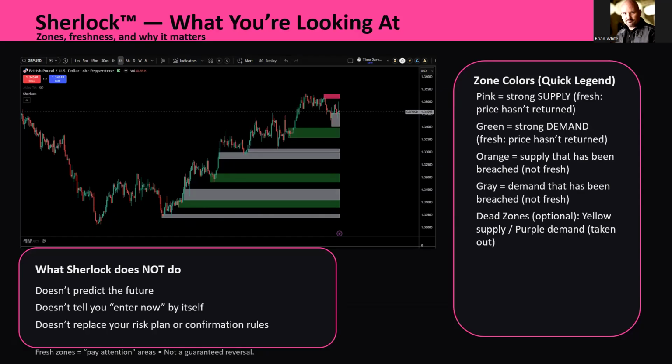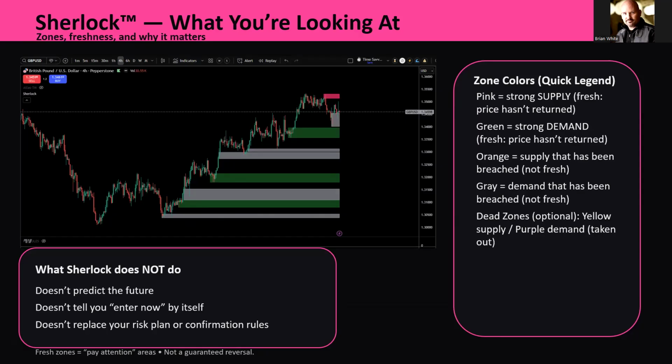So Sherlock is a zone tool. It highlights areas where price moved with force, and that's often tied to price imbalance or institutional type participation. So one of the main things is freshness. Although when a zone is not fresh, it doesn't mean that it's not valid.